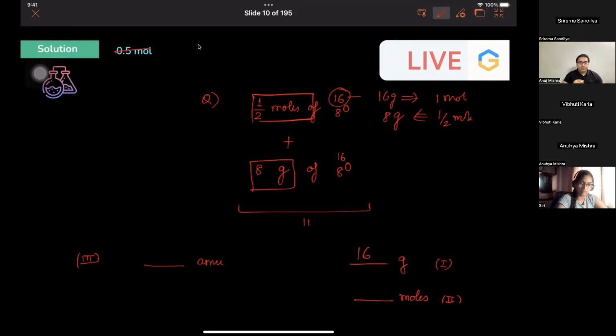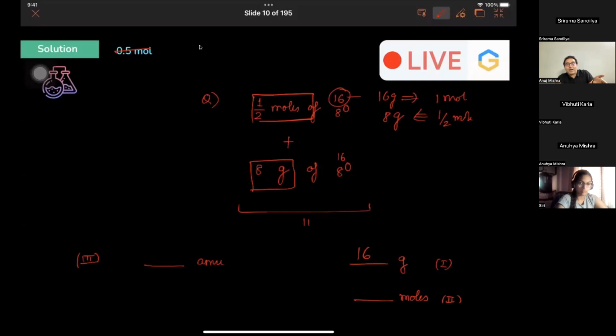Is this part clear? Please don't tell me that this is not clear. If this is not clear, then this is a very difficult situation, right? Don't put me in that. First question, 16 gram. Everybody got the answer, 16 gram. Right?